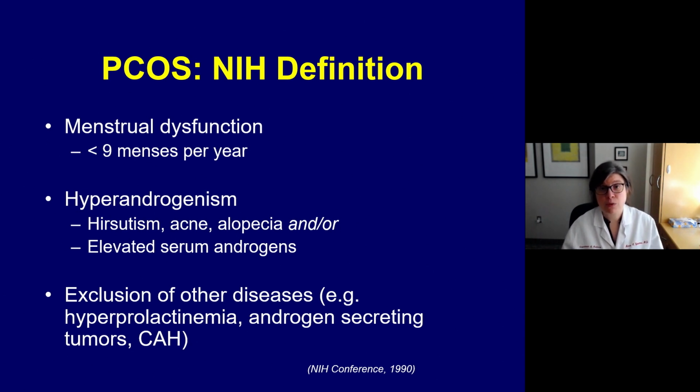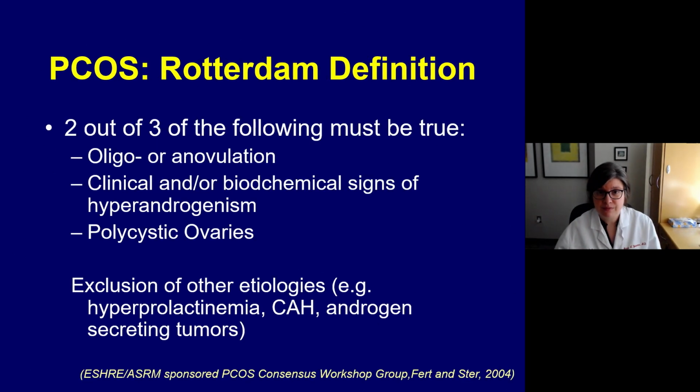But what I want to focus on is what we use currently as our definition for PCOS. And this is the Rotterdam definition. We say that you have to have two out of the three of the following. 1 is the irregular menses. 2 is either clinical or biochemical signs of hyperandrogenism. So that means either clinically you have alopecia in a male pattern, you have acne or increased terminal hair growth, or you have an elevated testosterone. And 3 is the polycystic ovary. So all you need is 2 out of these 3.